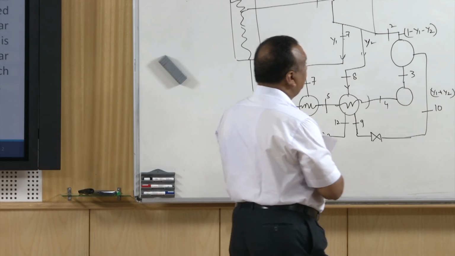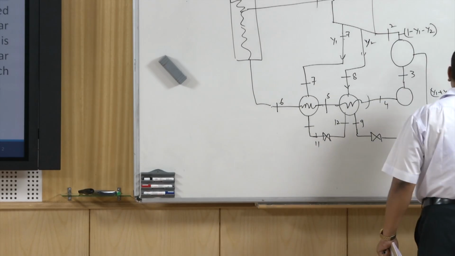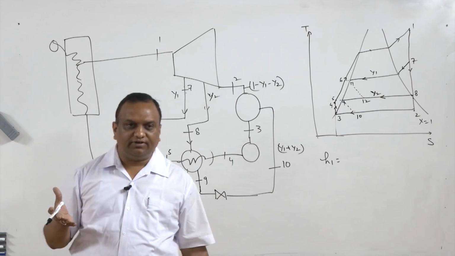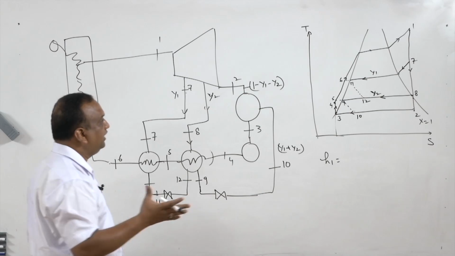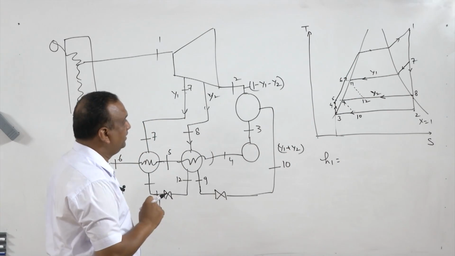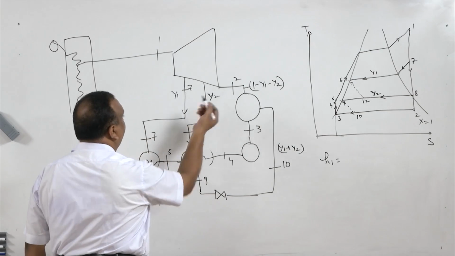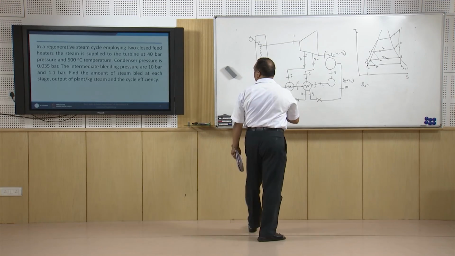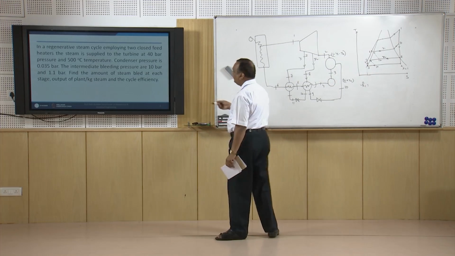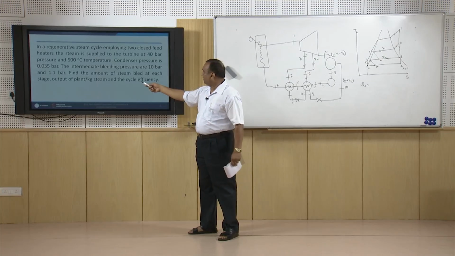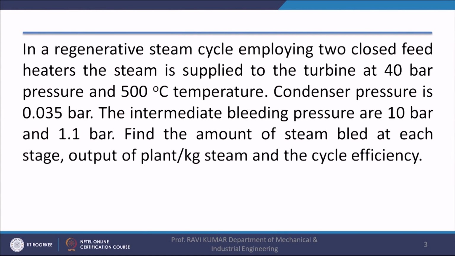We can start with H1, enthalpy at state 1. Now, we have to find enthalpies at all the states. What is remaining? Finding out enthalpy at all the states and the values of Y1 and Y2. If we have these values, we can always find everything: the steam bled at each stage, output of plant per kg of steam, and cycle efficiency.